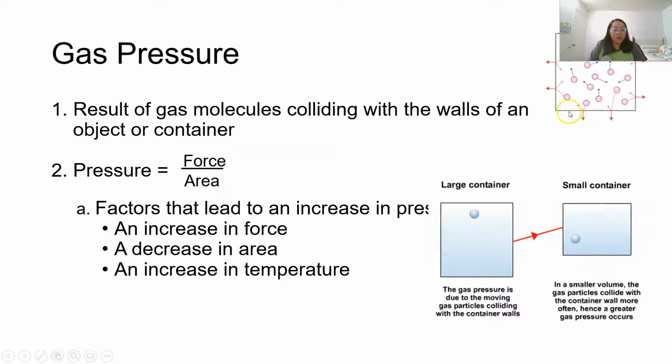If you take a look at this picture here, the pink balls are gas particles moving about randomly, and they're bouncing off. They collide, and these red arrows show them bouncing off and colliding with the container that they're in.